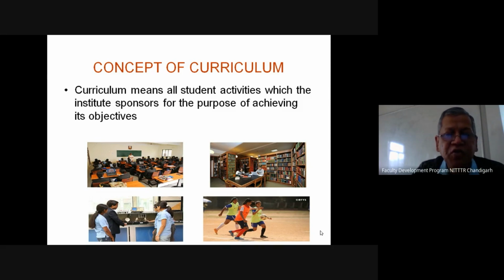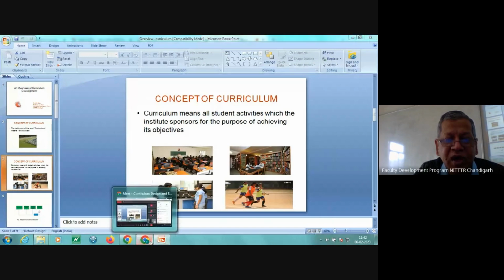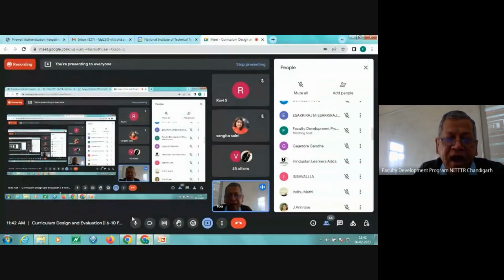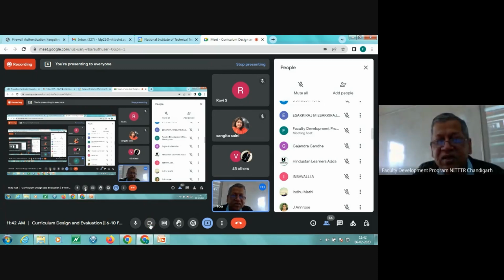I will just give you 1 or 2 minutes. You can go to the message box. You can also unmute. And I would like to know from you what are the different activities you visualize, the main activities which the students are carrying out in the institute. Whatever, from 9 to 5, they are there with you. So what are the activities which the students are carrying out in the institute?